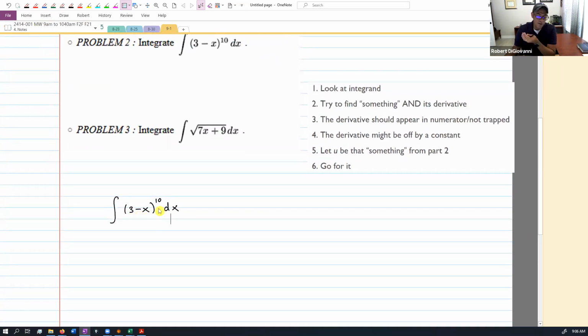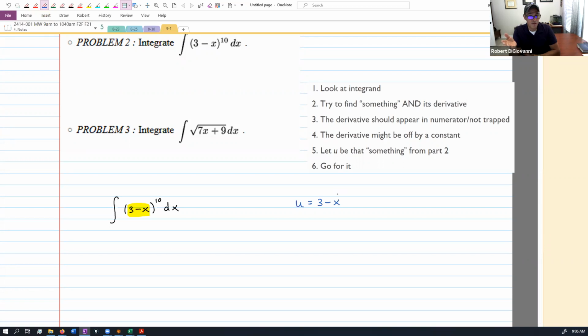It's the 3 minus x to the 10th. So when we're trying to choose our u, we could just try something like, let's just see what would happen if I do u is equal to the 3 minus x. Well, the derivative of that is -1. Everyone agree?